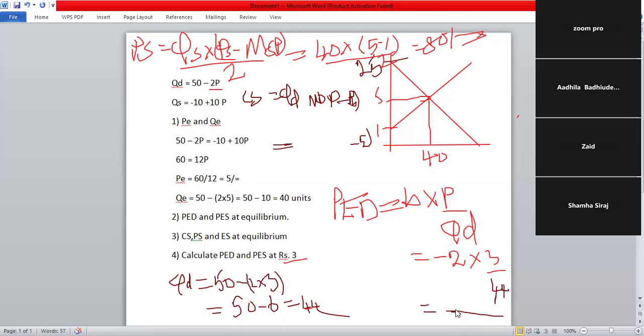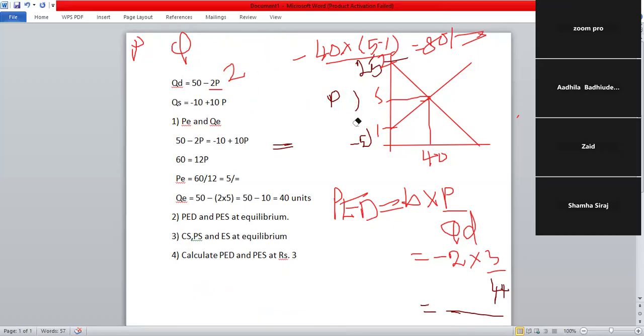Right. Our PED at rupees 3 we found. Now, we'll find the PES also at the price of rupees 3. So, when it comes to the PES, this PES is equal to B into P over QS.